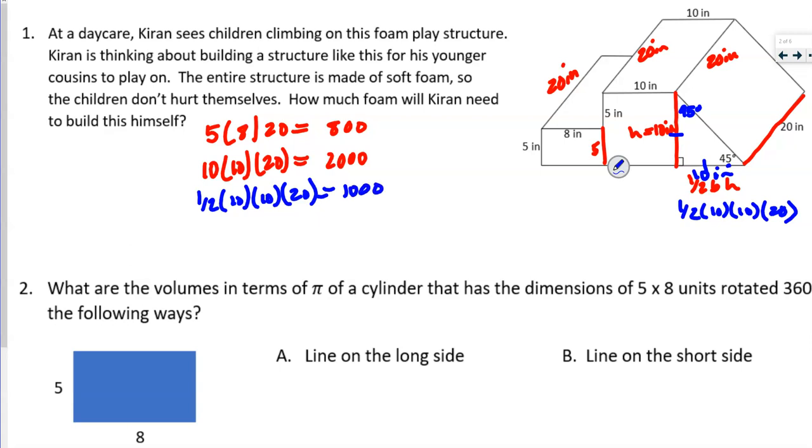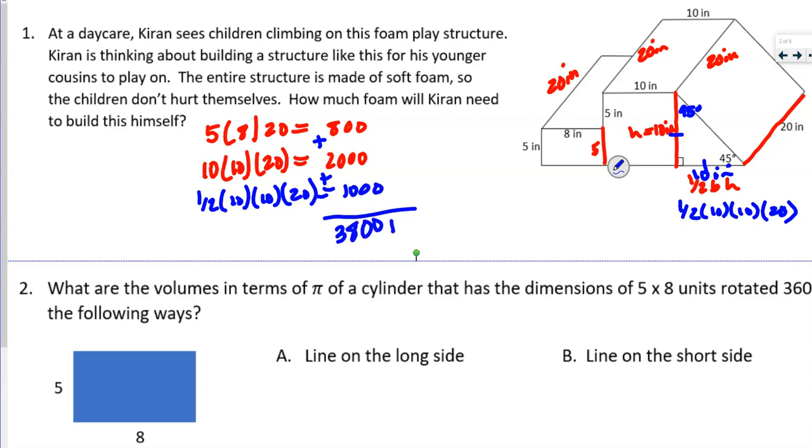Okay? So we're going to add those three together. So 1,000 plus 2,000 is 3,000, thus 3,800, and this is inches cubed. Okay? So if you're ordering foam, that's how much you need.